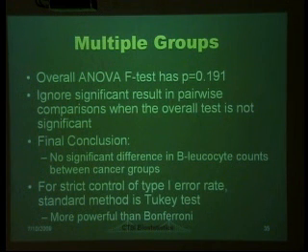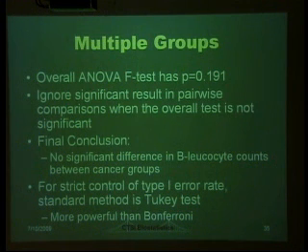Okay, so even though we have that p-value of 0.045 for the comparison of A versus B, the overall test is telling us that there's no difference among any of those 4 groups. So this strategy would say that you should ignore the significant result in those pairwise comparisons when that overall test is not significant. So your final conclusion: no significant difference in the B leukocyte counts.